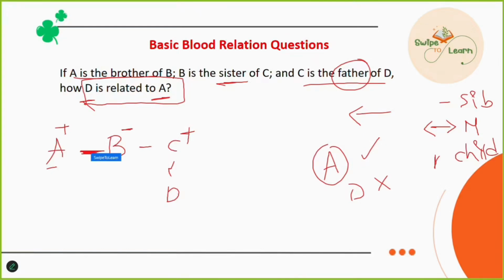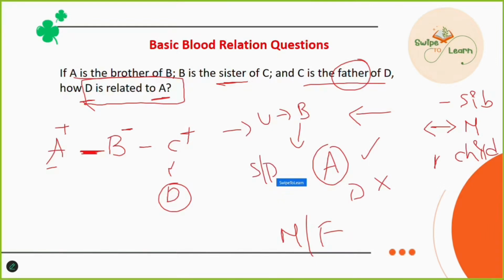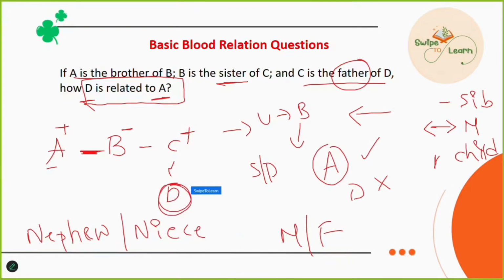Okay, A, B, C are siblings. That means A and C are brothers, and D's gender is not mentioned here. So the answer would be either a male or female. Okay, let's first analyze the relation between them. Your brother's daughter or son, your brother's son or daughter would be your nephew or niece. As the gender of D is not revealed, answer might be between nephew and niece.